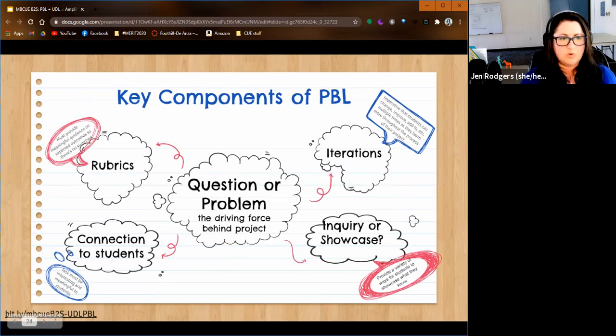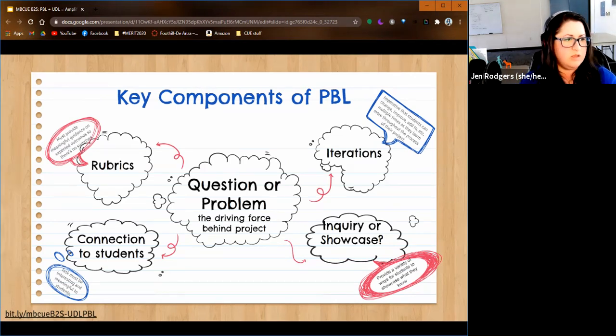Okay, so key components of project-based learning. The projects are focused on a question or a problem. That's the driving force. That guides the whole process. So they're trying to answer a question or solve a problem, a real world situation, and how can they learn about this and answer this question or solve this problem through the project. It has a goal. That's the goal, right?